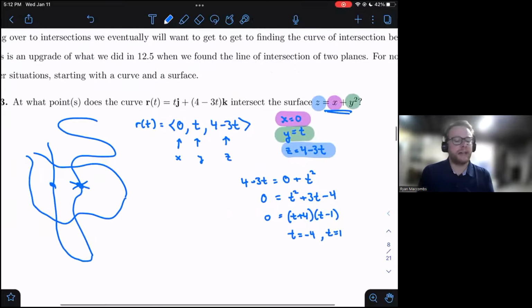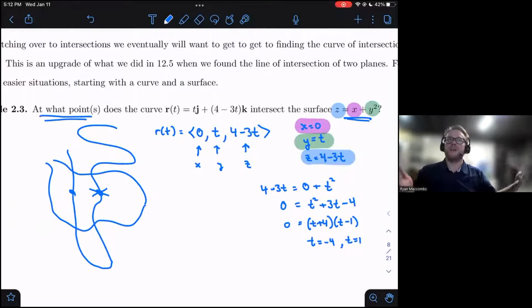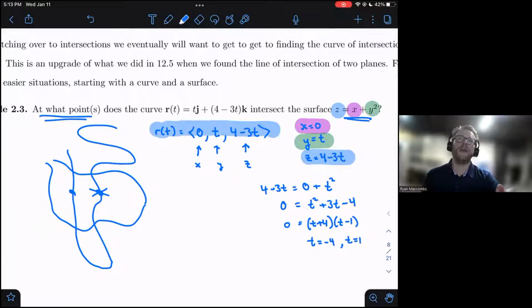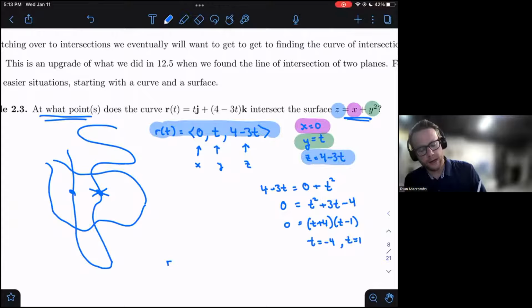So notice if this asked at what t values, or even when does the curve intersect the surface, we'd be done at that point. But instead it asks, at what points does it intersect? And so since we have these good time values, remember with this curve equation, it will input t values and it will output an x, y, z triplet. And so we're going to go ahead and feed the t equals 1 into our curve, and we're going to get 0, 1, 1.